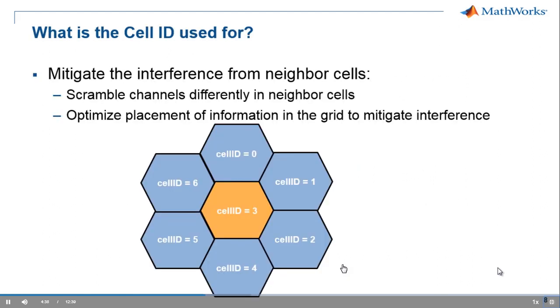So we have the cell ID. What good is that? The cell ID is used to mitigate the interference from neighbor cells. This happens in a number of ways. 1. Scramble channels with a different code in neighbor cells. This is like having one cell speak German while the neighbor one speaks Italian. This makes it easier to pick out the right information. 2. Coordinating the placement of information such as the reference signals or pilots to make sure they don't interfere with the ones from the neighbor cell.